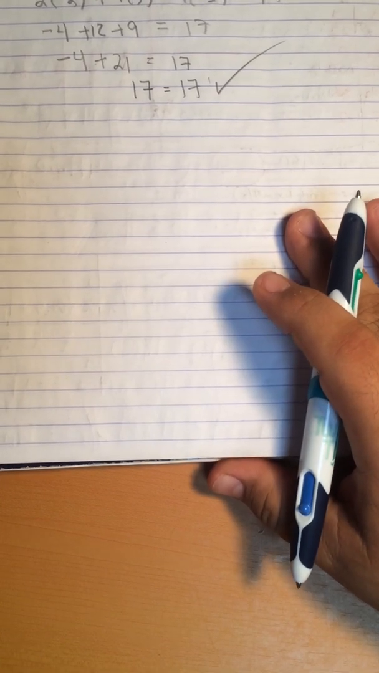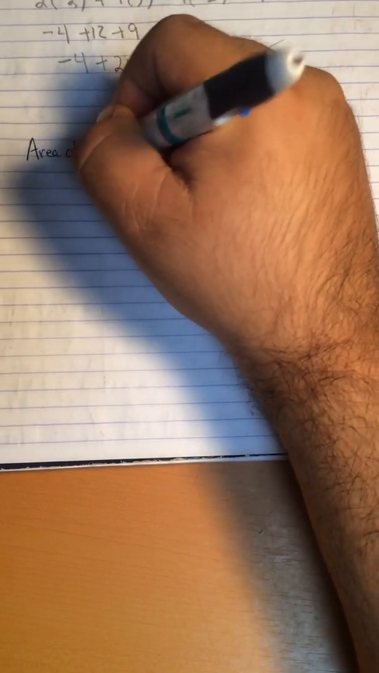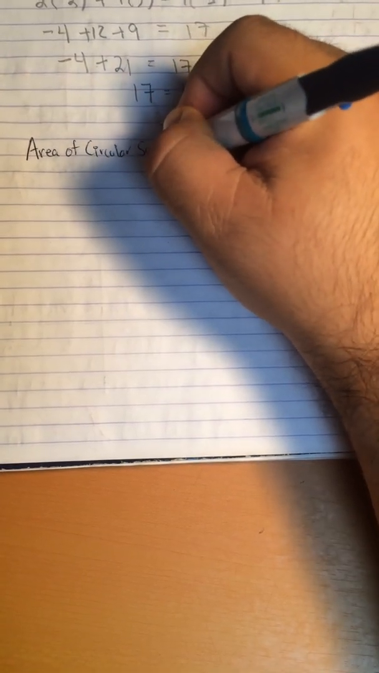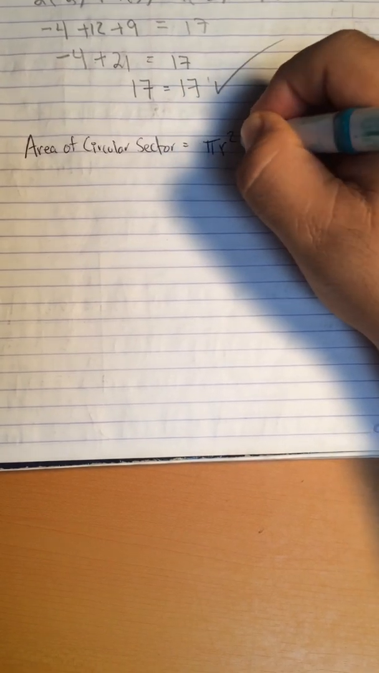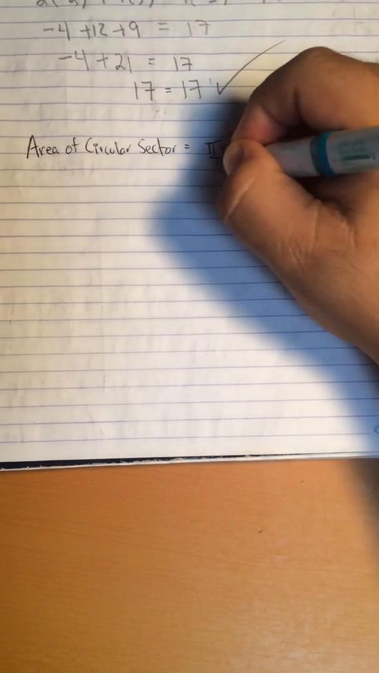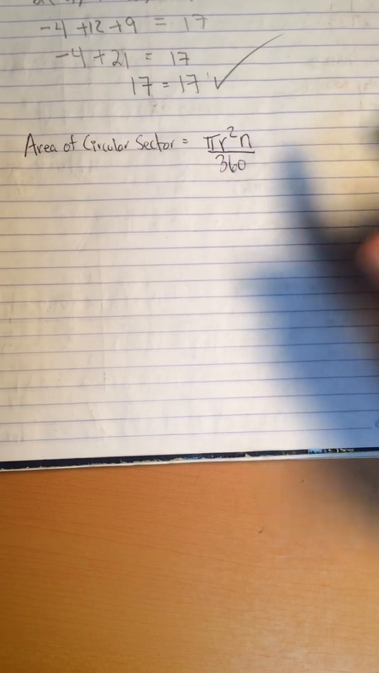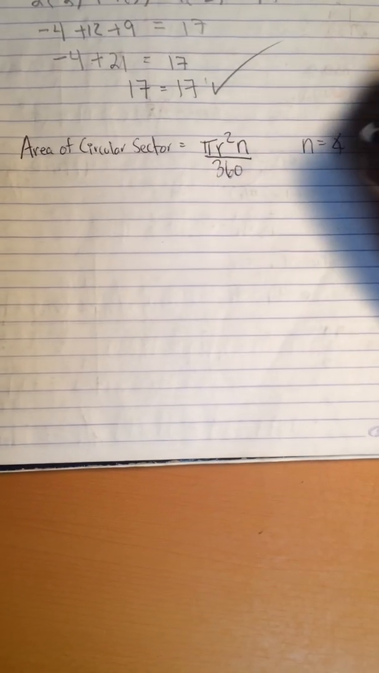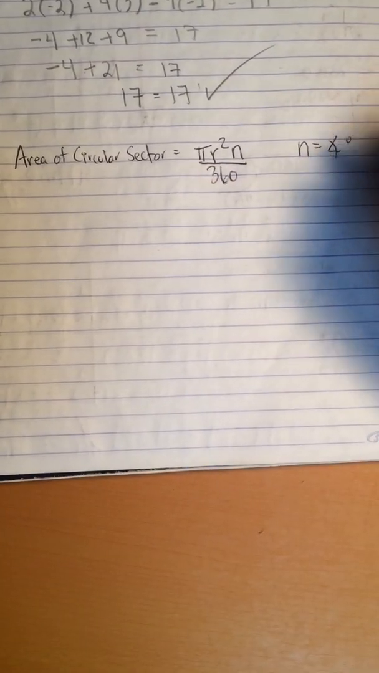Okay, so it says find the area of a circular sector with diameter 7 and an angle of 75. Here what you need to remember is that the area of a circular sector is equal to pi r squared n divided by 360. We know what pi is. We know what r is. N is the measurement of the angle in degrees. So that means that we need to have a measurement of the angle.